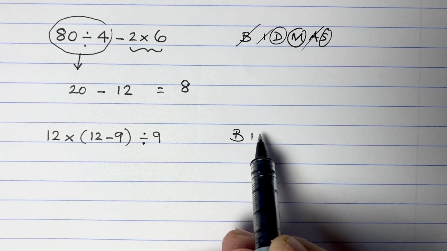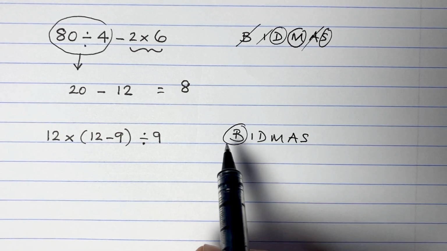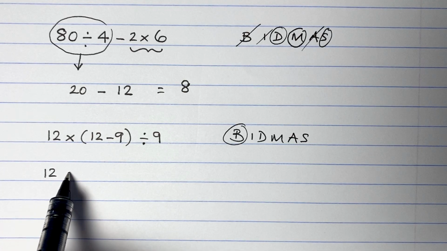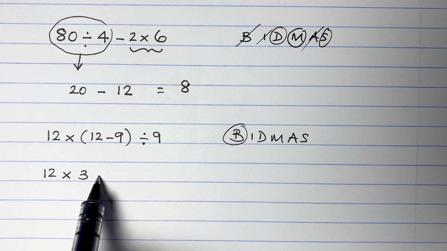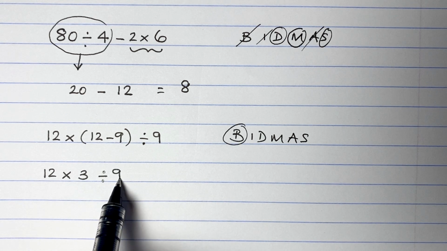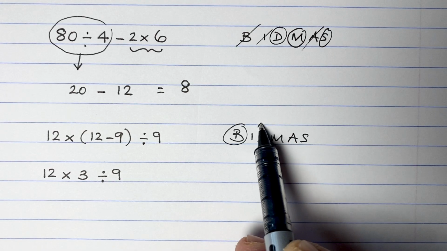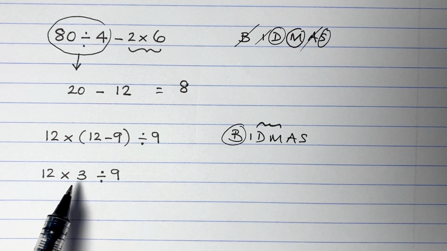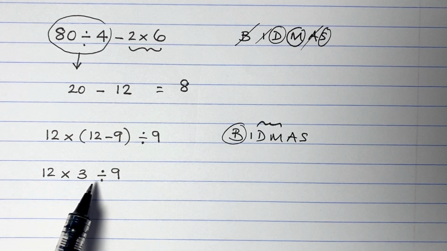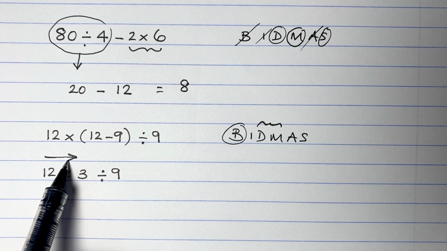BIDMAS. Brackets must be done first. So we have 12 times 12 take away 9, which is 3, divided by 9. Now, if you remember, I said both division and multiplication can be written in any order, except when you have division and multiplication in the question, which you have to do in the order they appear.